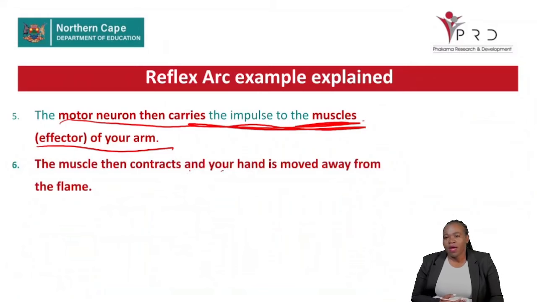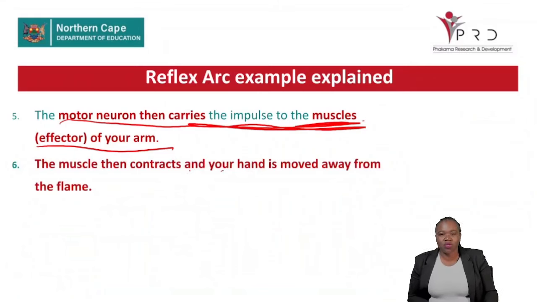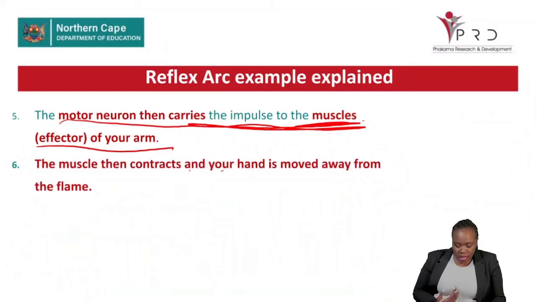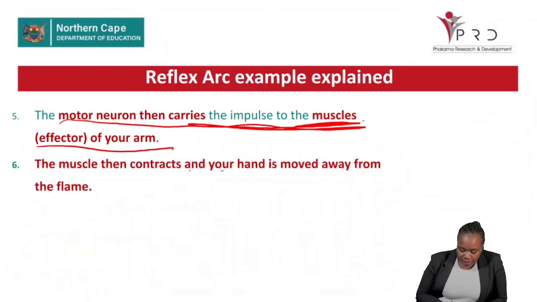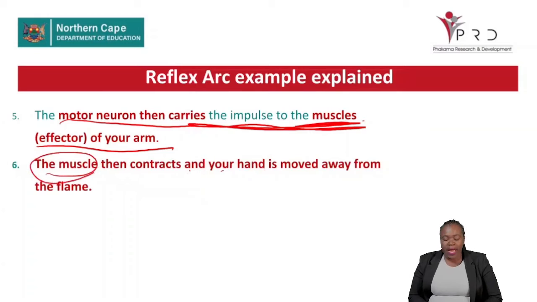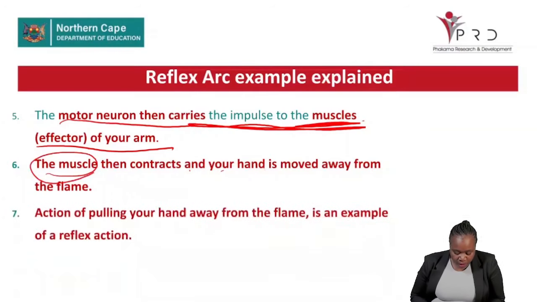Because if the central nervous system took very long to respond to any changes, it would mean that by the time you realize that you are burning, you would have been harmed already, right? So the muscles, which are the effectors, are then going to contract and the hand is going to be moved away from that flame, right?